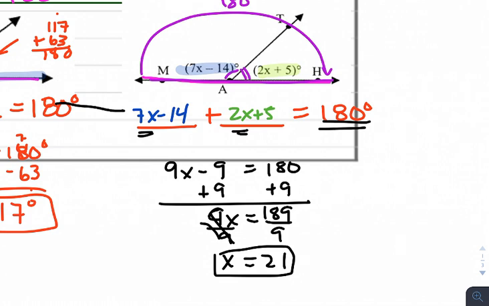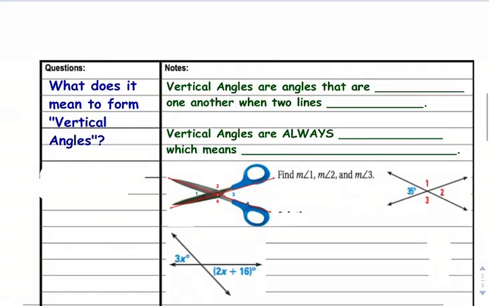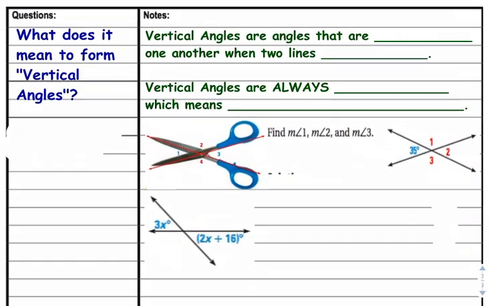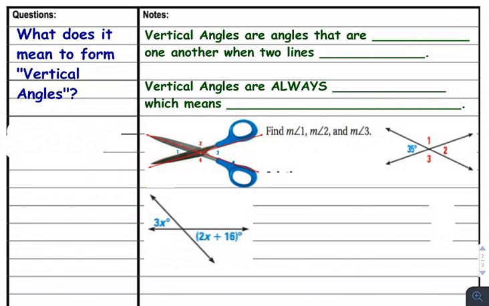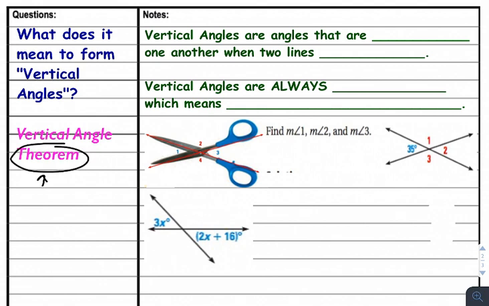So let's talk about vertical angles. Now, vertical angles, this concept is sometimes also referred to as the vertical angle theorem. A theorem is no different than a postulate. Which means that it's like a rule, it's like a law, it's just a geometric word we tag onto this concept. So the vertical angle theorem, vertical angles, they have a relationship.